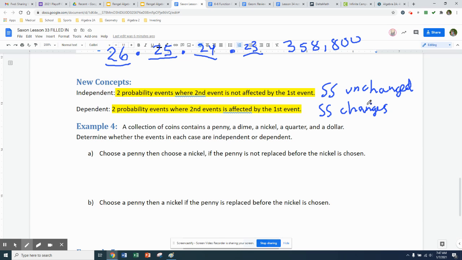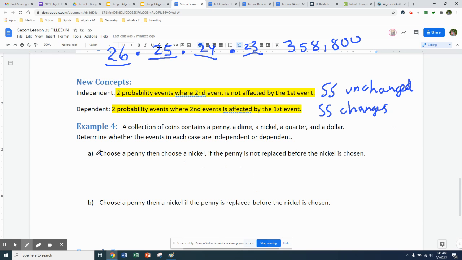So as you change the sample space, you've got this jar of candy, maybe 100 pieces, you pull one out, now the next person that goes to pick a piece out only has 99 pieces. And then the next person only has 98 pieces. So when that sample space changes, that's going to be a dependent event.